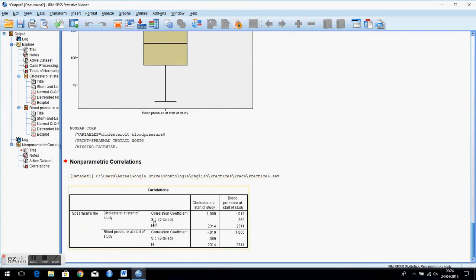At the end of the outputs we have the table of correlations, and in that case the correlation of cholesterol and blood pressure is equal to minus 0.019, and the p-value is equal to 0.369. For this reason I obtain a p-value higher than 0.05. For this reason I don't have enough evidence to reject the null hypothesis. Then the correlation is equal to 0.